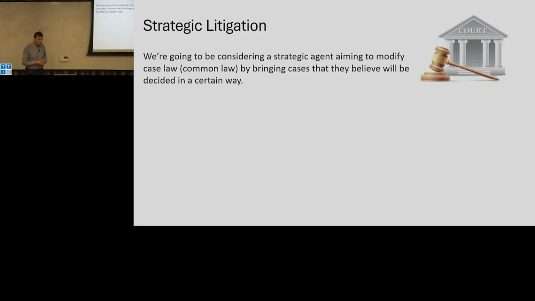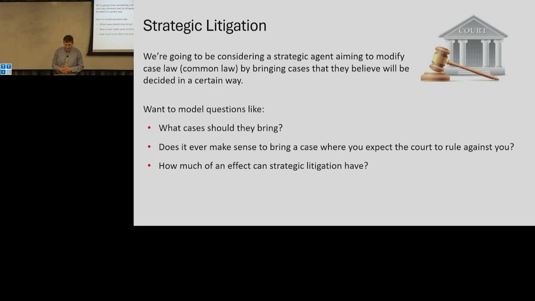Now, sometimes we're looking at strategic litigation. These are strategic agents who are trying to modify the case law, to create precedent that favors them, by bringing cases that they believe will be decided in a certain way, creating precedent that will then allow them to do something, or disallow other people from doing something. So we want to model questions like: what cases should they bring? Does it ever make sense to bring a case where you expect the court to rule against you? And how much of an effect can the strategic litigator have?